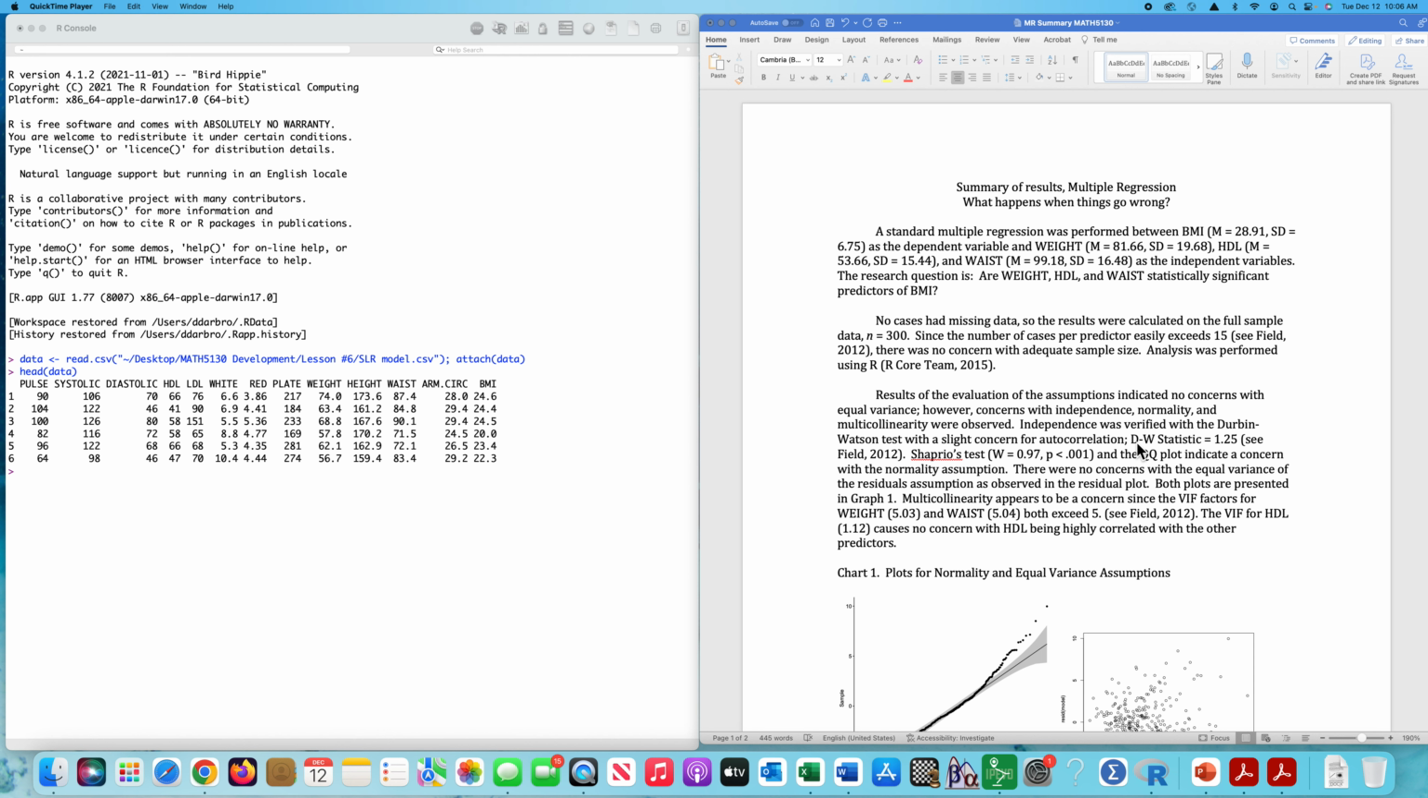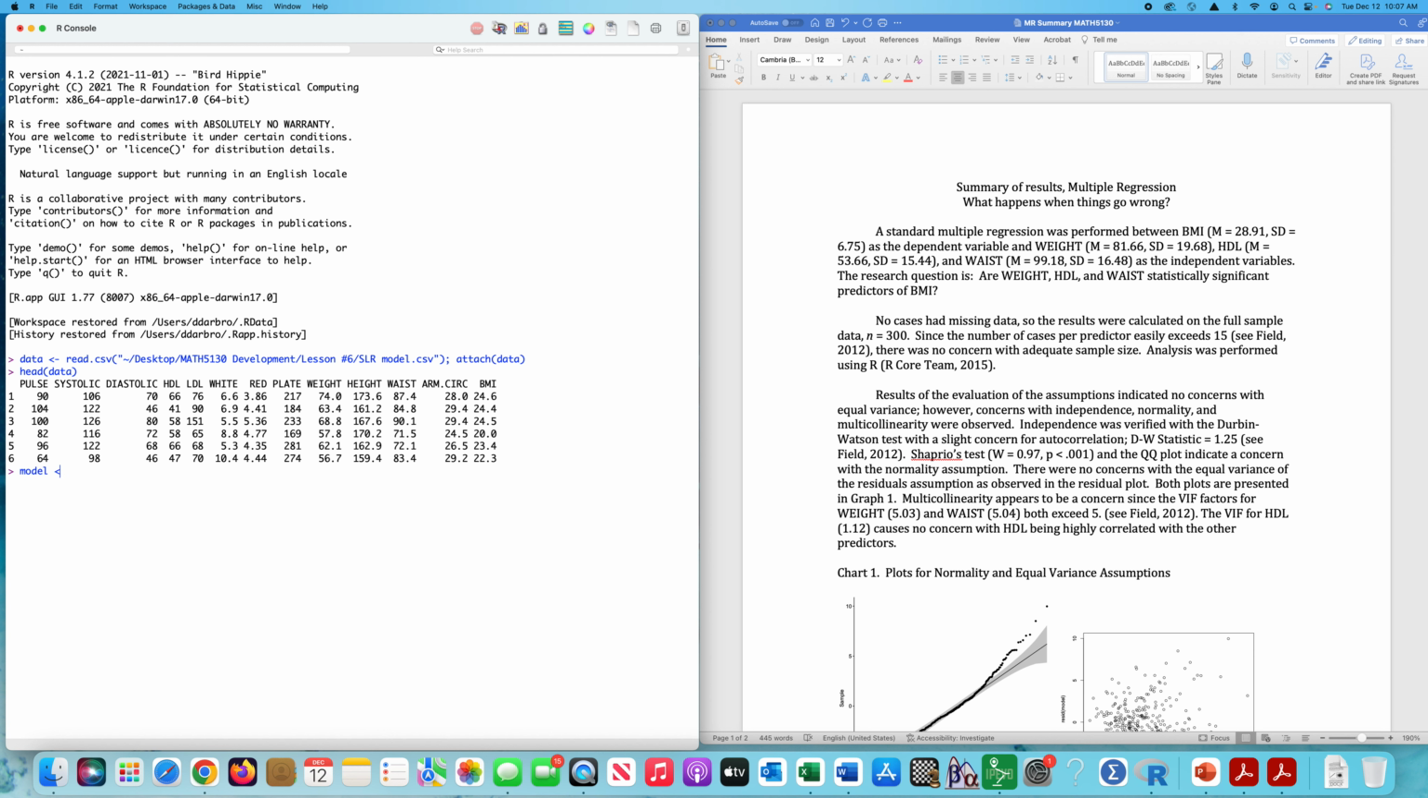Just being completely transparent with you, I thought it was good to maybe run through an example where things just start out with well-intended goals, a research statement, and they just go absolutely bonkers. And what would I do if this happened? So the illustration that we have here is: are weight, HDL, and waist statistically significant predictors of BMI?